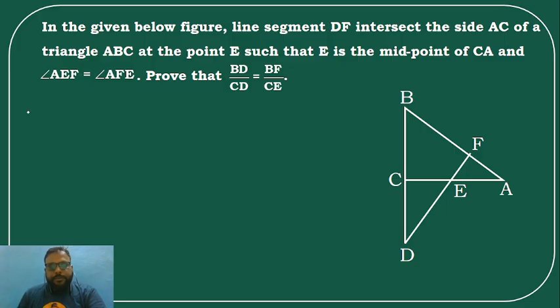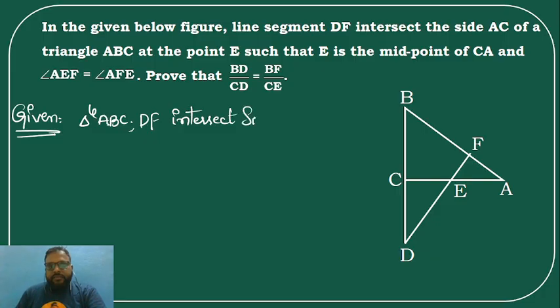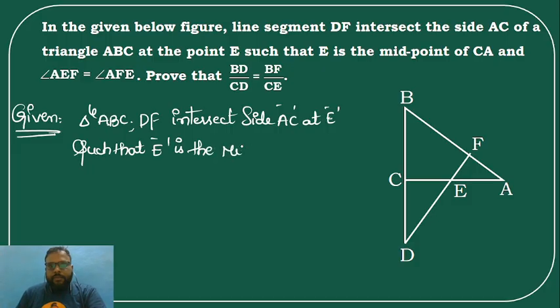This is what we have to prove. First, let us start with the given condition. Triangle ABC, and DF intersects the side AC at point E. And we have one condition also, that E is the midpoint of CA.